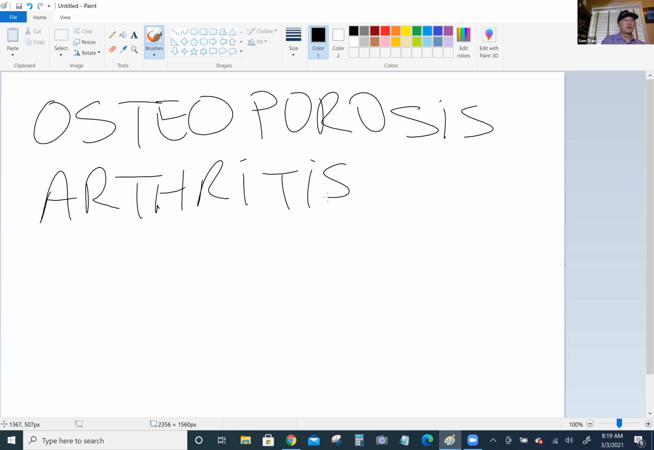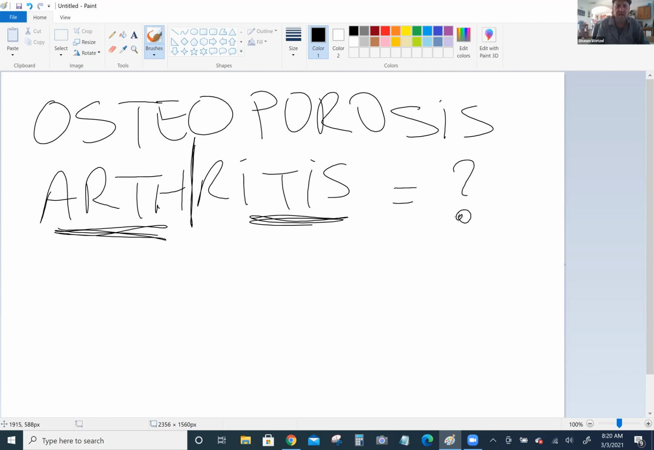We have arth. So you guys know what arth is, right? Arth is joint. This is a joint, not like the weed kind, but the one in your wrist. This is arthritis. Itis is inflammation of. So it's called inflammation of your joints. What causes it? We have no idea, but try these pills. Right. So basically they use words to describe the symptoms.